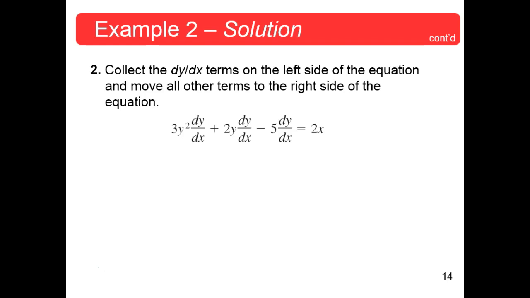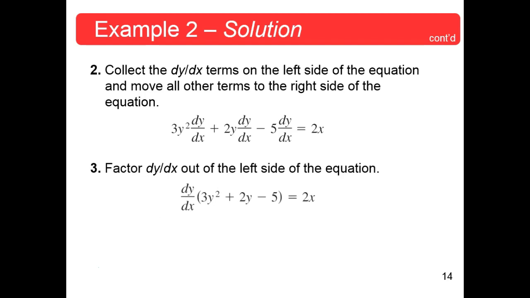Anybody? Help me? Factor out the dy/dx. That's what we're looking for. So factor it out, isolate it. You still got to mess with it, but you got it separated from the rest of it. That would be dy/dx times 3y squared plus 2y minus 5 equal 2x. Leave that alone. It's not over there. And now what?